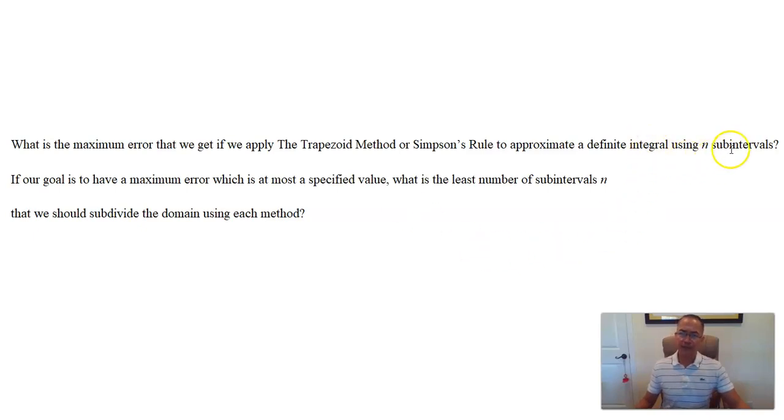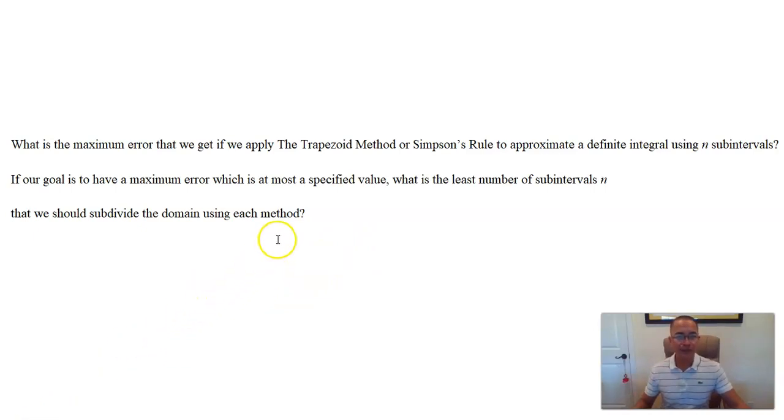And if everything is fair, if we increase the number of subintervals, then the error should also get smaller. It's only fair, right? If you work harder to plug in more numbers, instead of n equals 8, how about n equals 20? Then you should be getting a more accurate answer. So we're going to see, given n and other parameters, what is the maximum error that we get from each method.